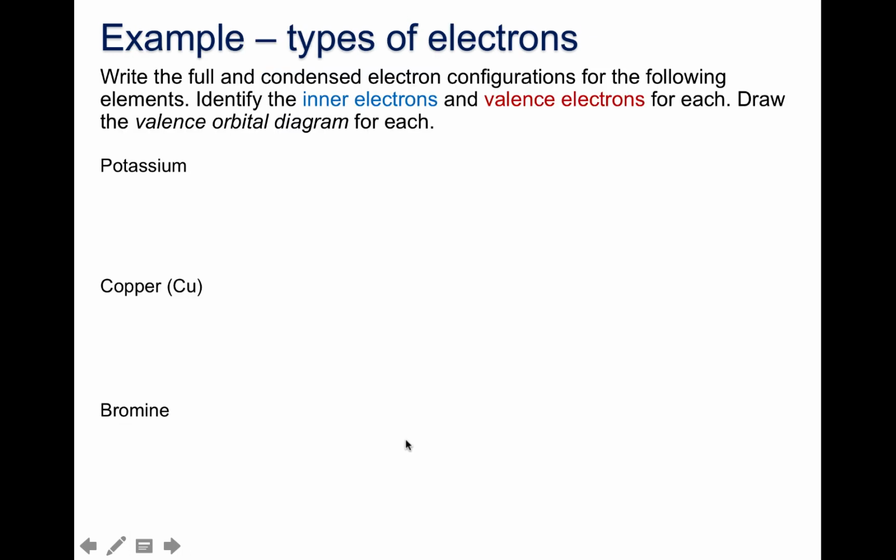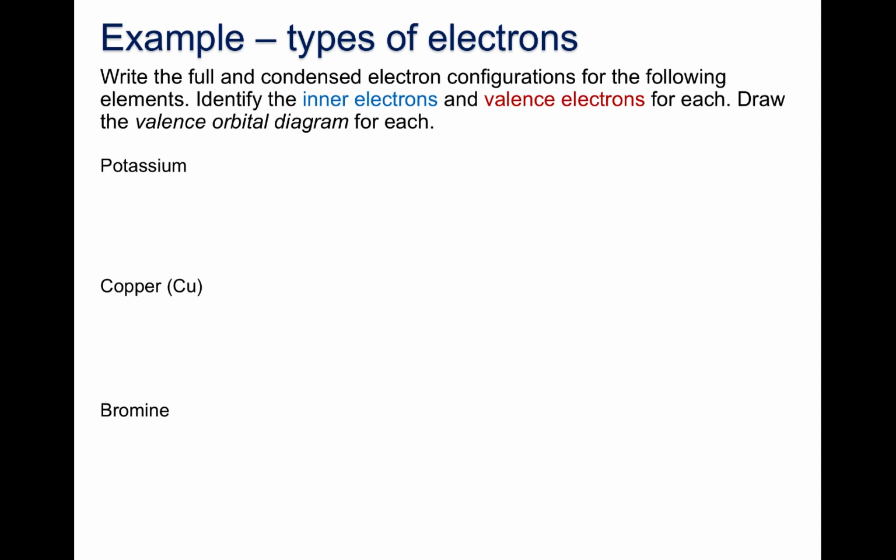So let's practice writing the full and condensed electron configurations for the following elements. And we want to identify which ones are inner electrons and which ones are valence electrons for each by first identifying, is it a main group element, and follow those rules, or a transition element and follow those rules. We're also going to write the valence orbital diagram. The only difference between a regular orbital diagram and a valence orbital diagram is that for the valence, all we draw the orbital diagrams for are the valence electrons. We don't need to draw all of the inner electrons.